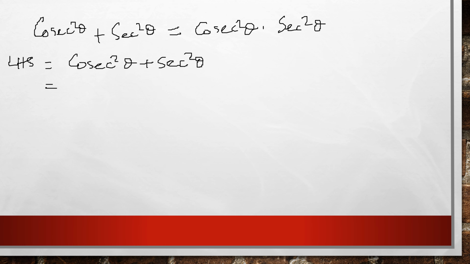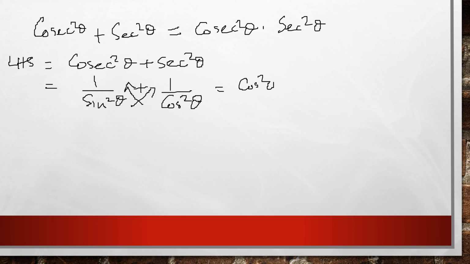We know that the reciprocal of cosec square is 1 by sine square theta, and sec square is 1 by cos square theta. And now can we cross multiply? 1 into cos square is cos square theta. Now sine square into 1 is sine square theta, divided by sine square theta into cos square theta. This is what we get.